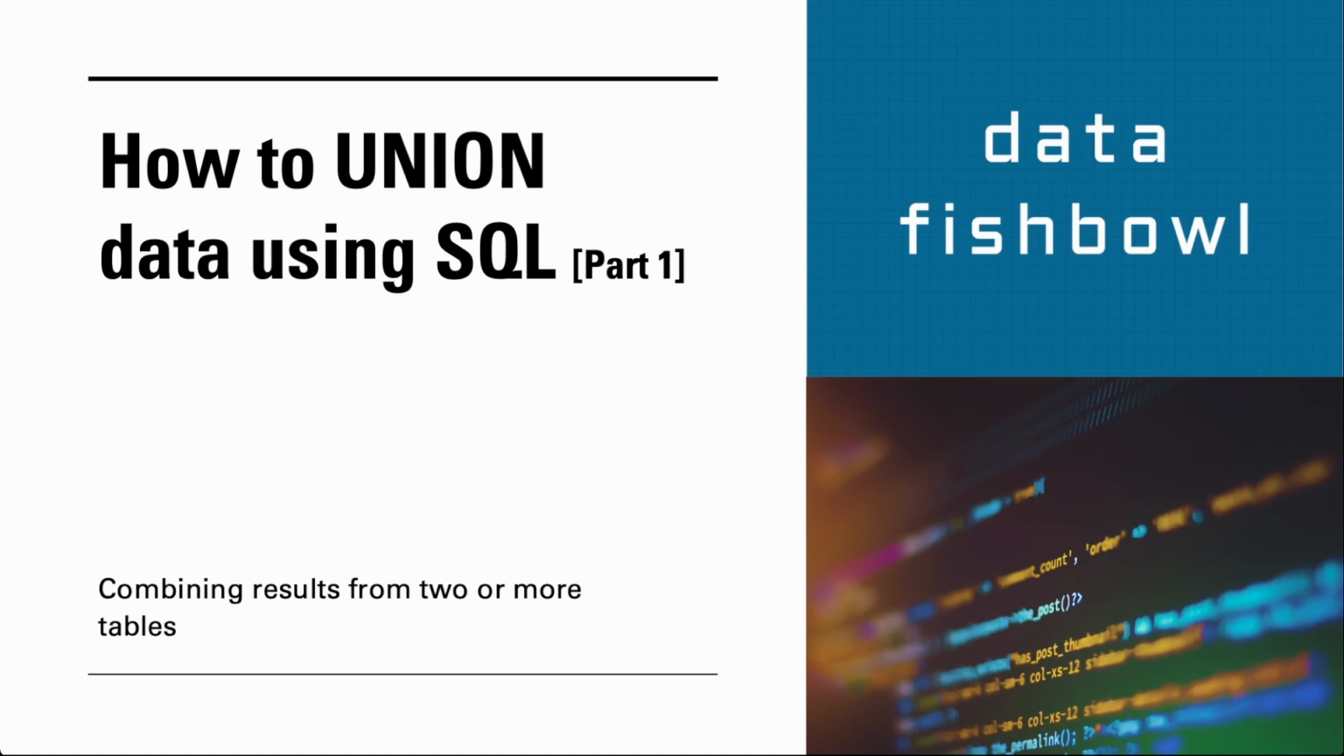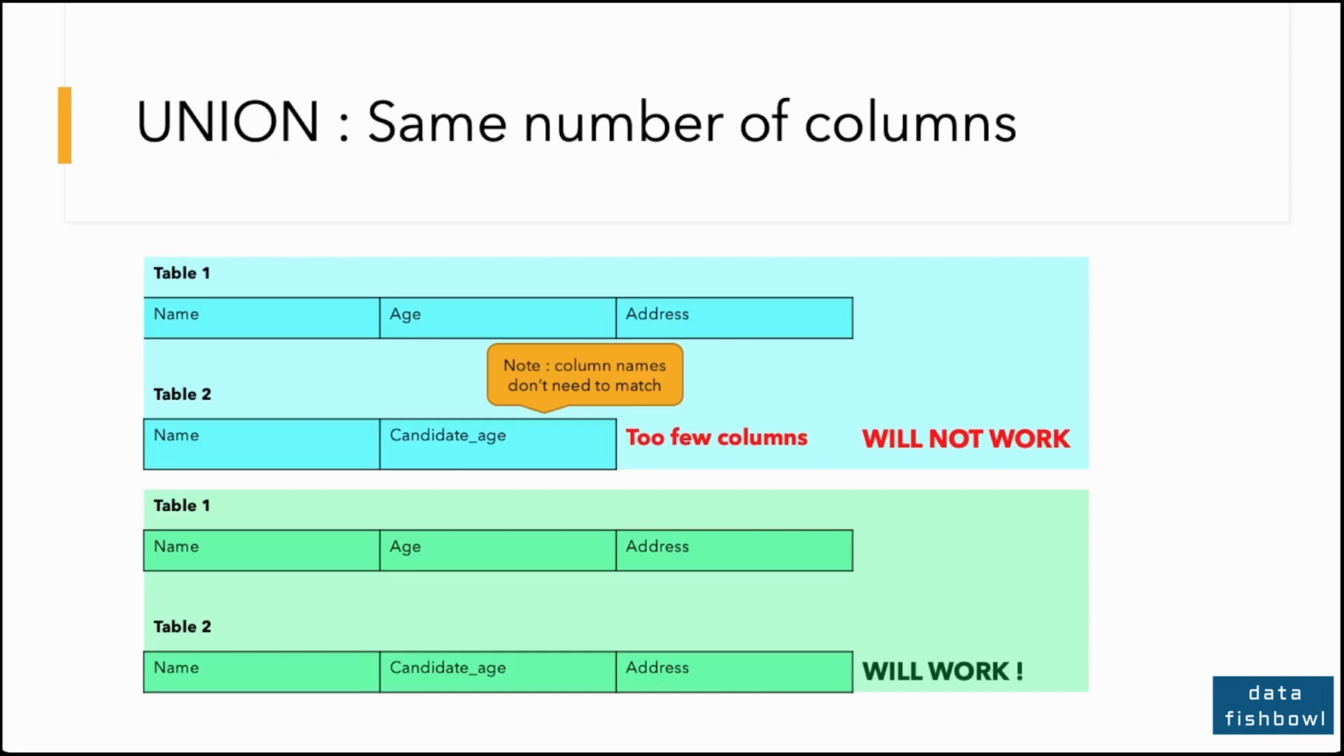But there are some conditions on how we use the union operator, so let's have a look at those. Firstly, we must have the same number of columns in each of the sources that we are unioning. So if you look at the example on the screen, Table 1 has 3 columns, Table 2 has only 2 columns. A union of those two will not work, because the address column in this case, in Table 1, has nothing to union with from Table 2.